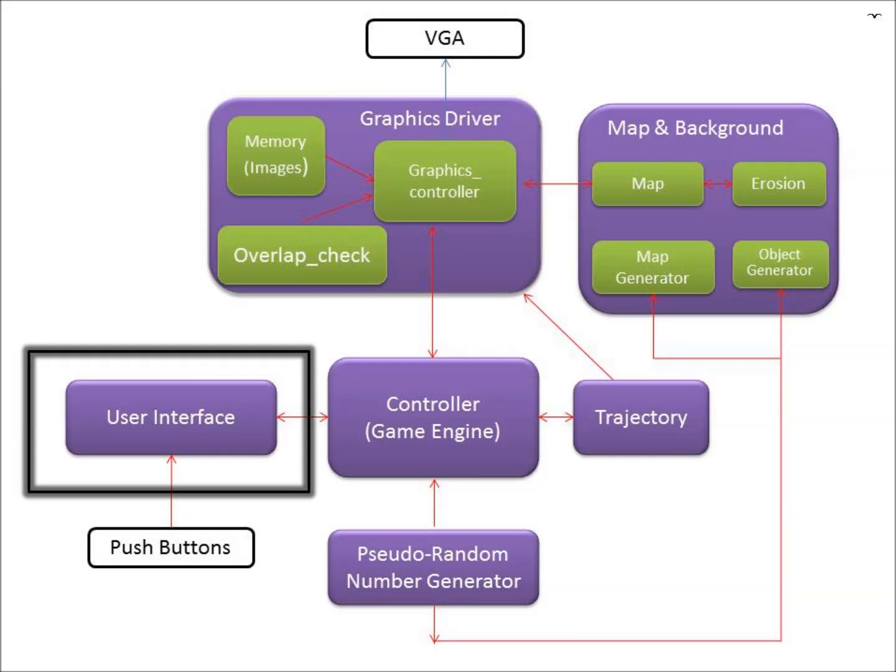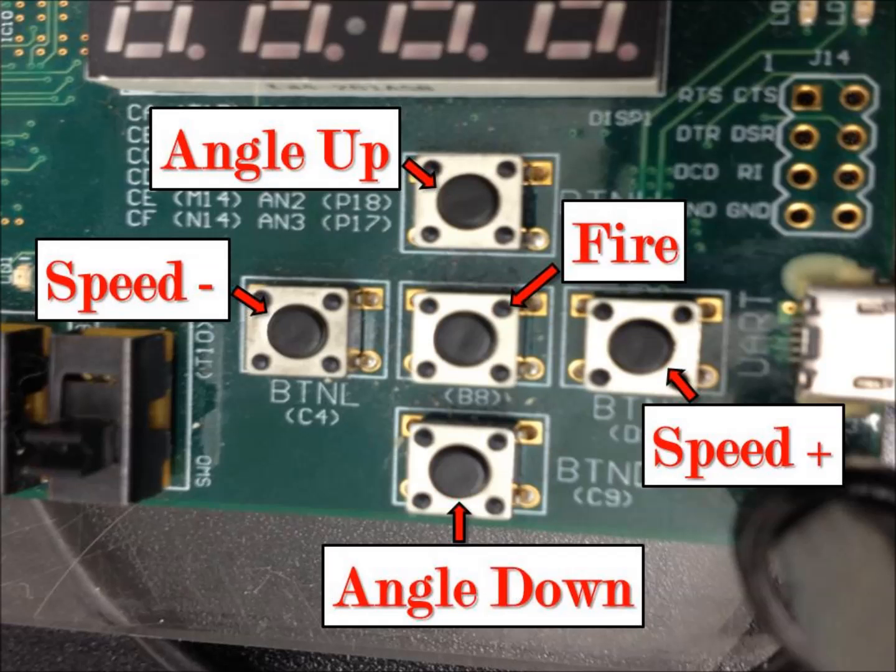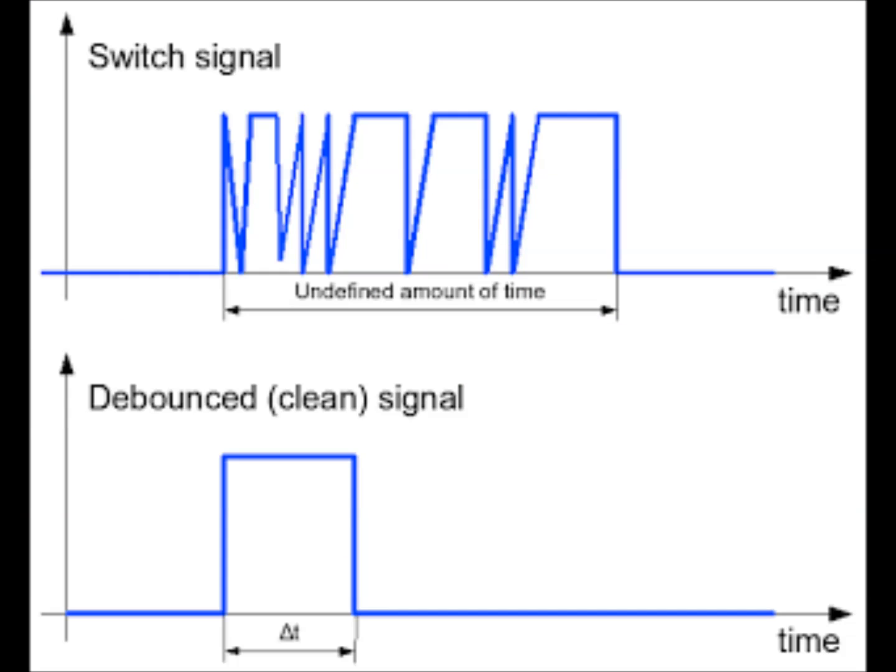The user interface was originally designed for use with a keyboard, but due to difficulties, we were forced to use the push buttons located on the board. A button or switch produces quick changes in the signal generated due to mechanical properties. A software debouncer is used to clean the signal.